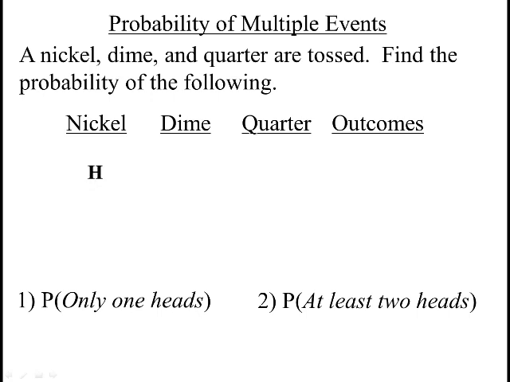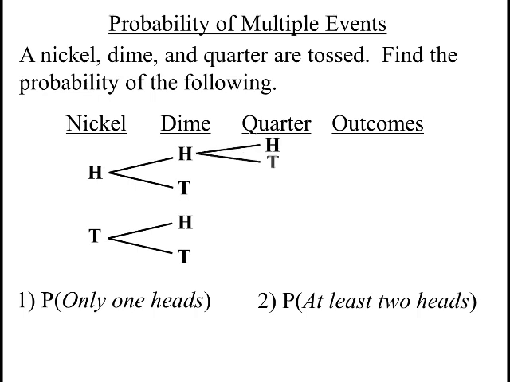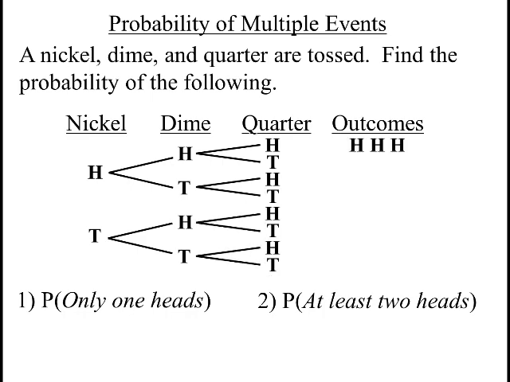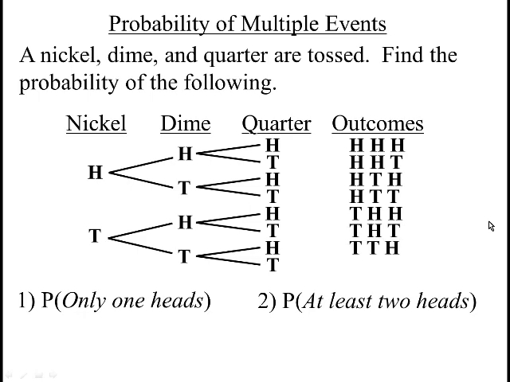So with a nickel, you can get heads or tails. Now, if you get heads with a nickel, then the dime could be heads or tails. So far I could get heads-heads or heads-tails with the nickel and the dime. Now, if I get tails with a nickel, I could also still get heads or tails with the dime. And then I'll tree this out with the quarter, heads or tails in each one of these situations. And so my possible outcomes, if I'm reading across, would be heads-heads-heads, heads-heads-tails, heads-tails-heads, heads-tails-tails, tails-heads-heads, tails-heads-tails, tails-tails-heads, and tails-tails-tails.